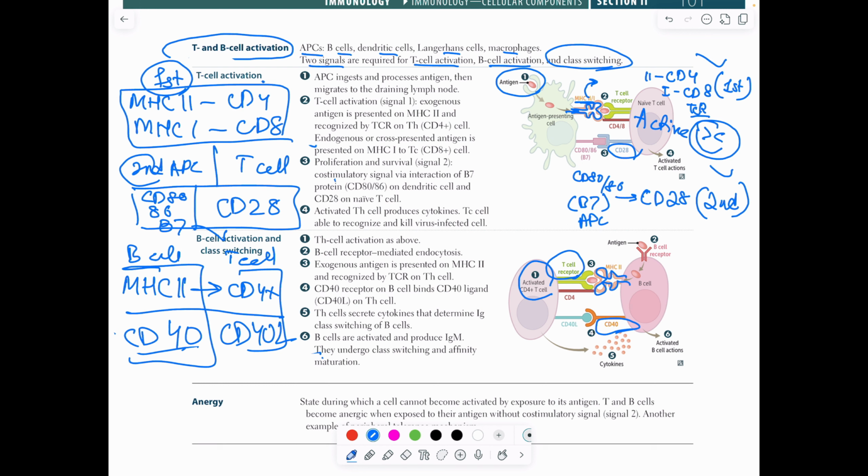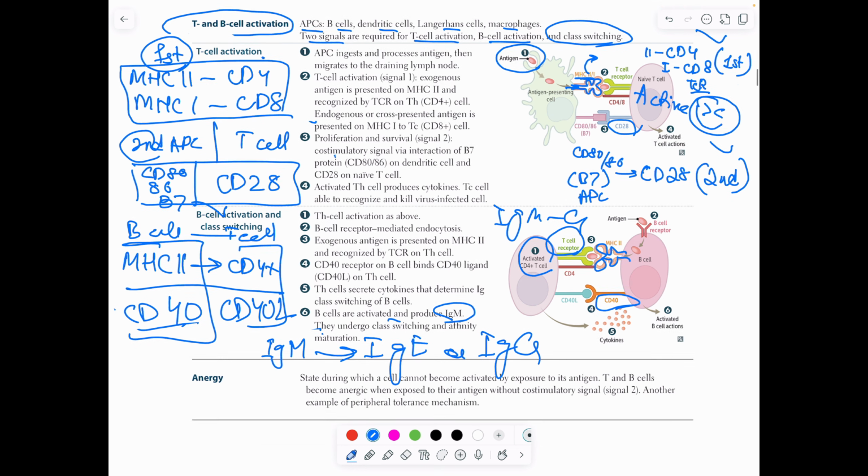And there will be class switching. Class switching means the formation of one immunoglobulin changing from another. The native one for the B cell is IgM. The B cell is activated, producing IgM. Now, after class switching, it is going to produce IgE, IgG, like that. That is class switching. Class switching also happens between IgM and G, and G to M also. So I think it is already understandable for you.